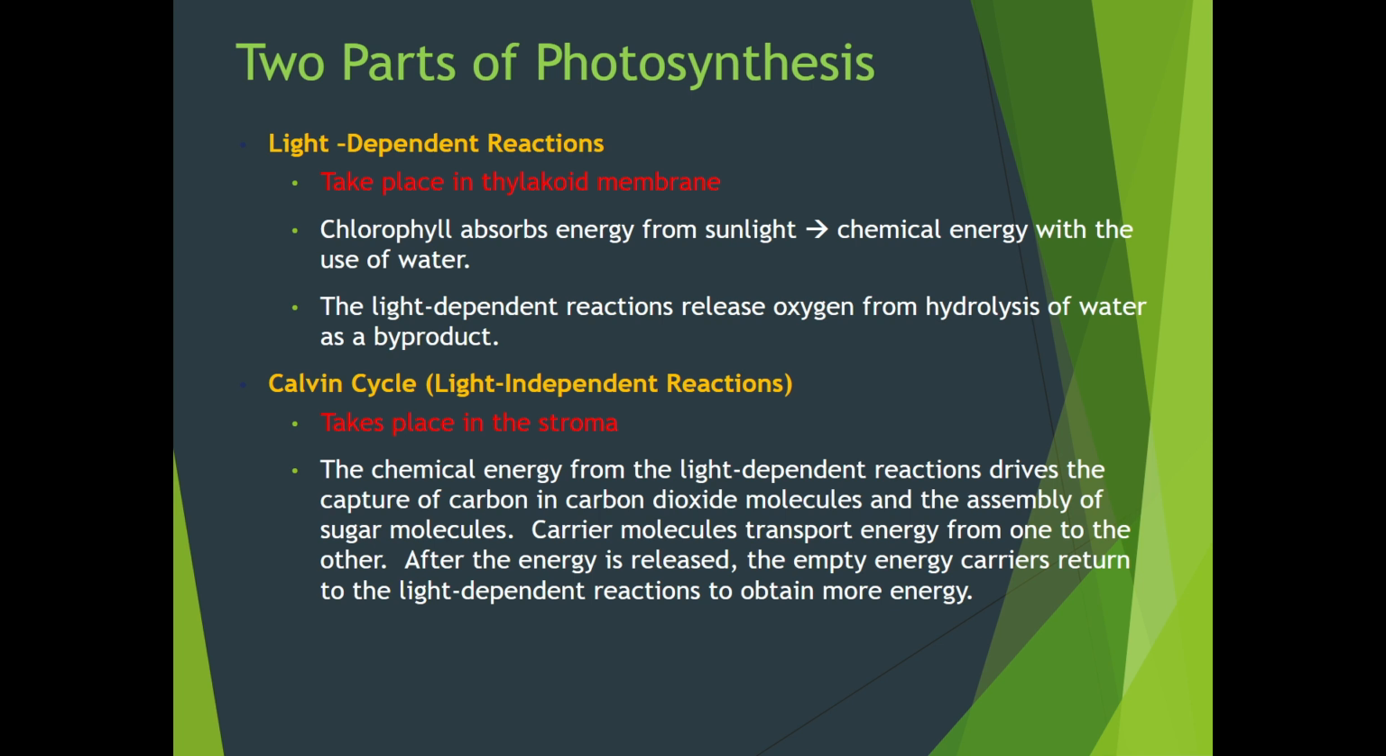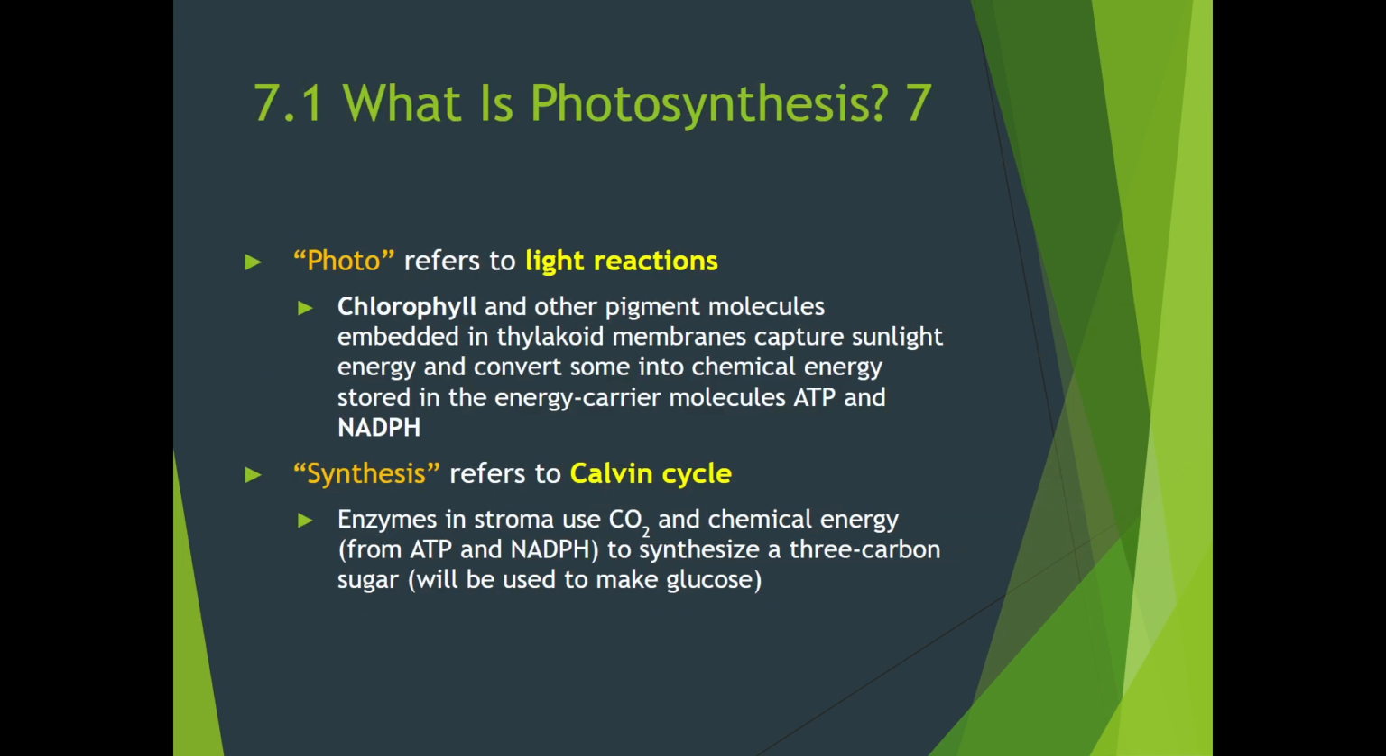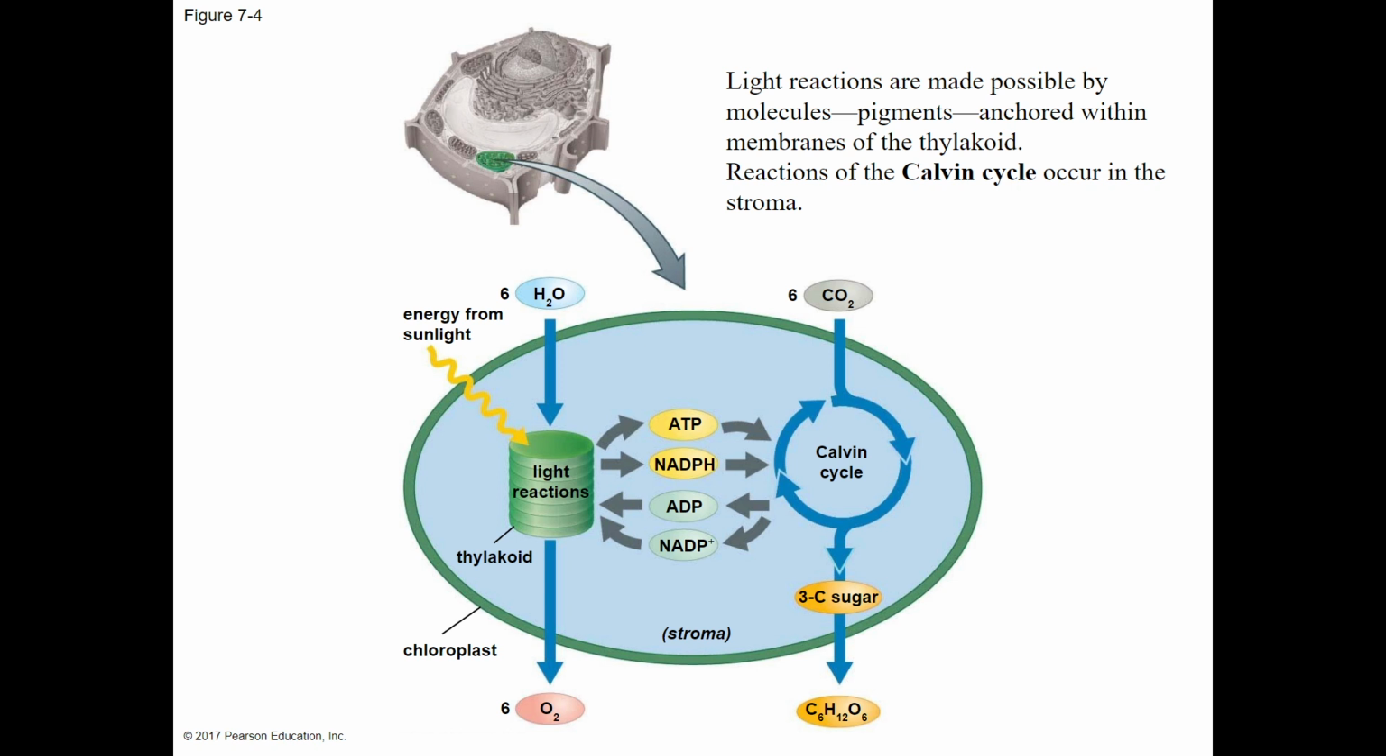But remember, we're not focused on making energy. We just need to make energy to power the two parts of photosynthesis. The main product we're going to see from the Calvin cycle is glucose. So the photo refers to the light reactions. Synthesis refers to the Calvin cycle. So photosynthesis is a process that captures light energy using the light-dependent reactions to next synthesize glucose in the Calvin cycle. So here's what's going on.